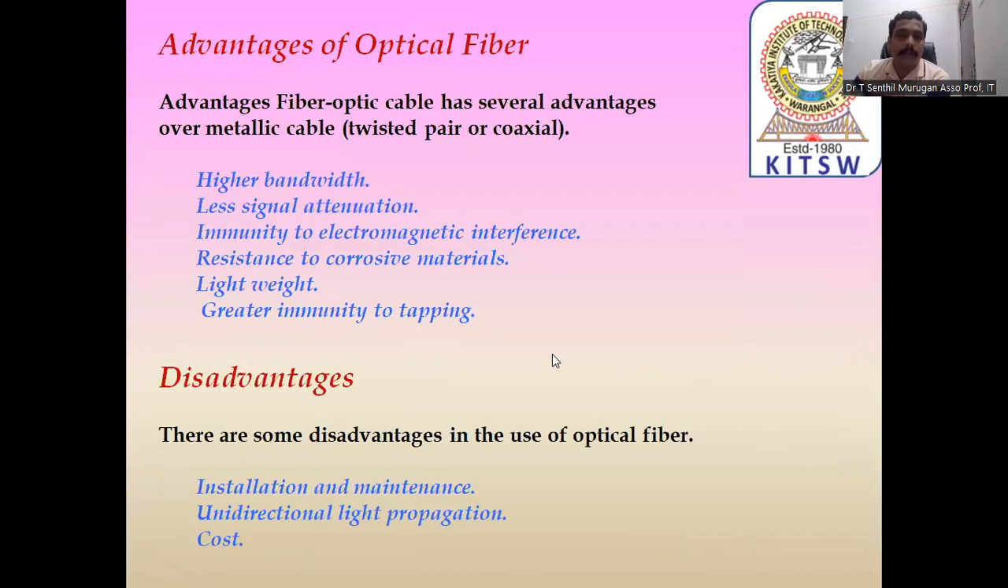The advantages of fiber optics are higher bandwidth, less signal attenuation, immunity to electromagnetic interference, resistance to corrosive materials, light weight, and greater immunity to tapping. But the disadvantages are that installation and maintenance are very difficult. In case of damage, or if we have to reconnect it, it is very costly. Also, light propagation is unidirectional: it sends data in only one direction, not in reverse. And the cost is also too high.